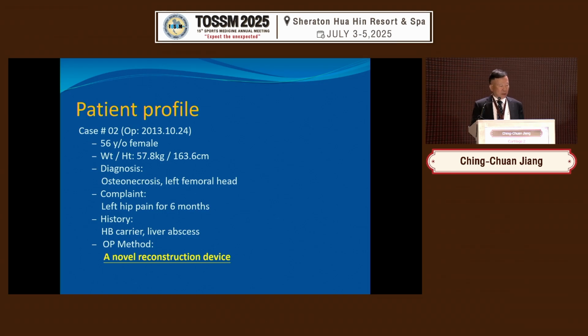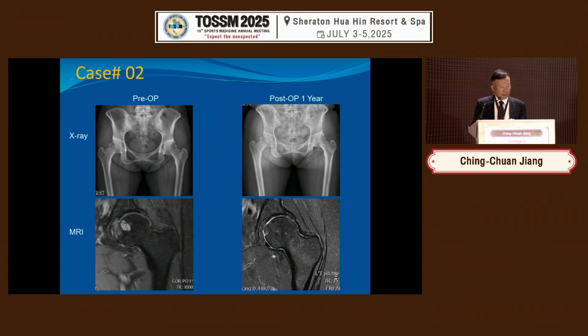She is a 56-year-old woman with a diagnosis of osteonecrosis of the left femoral head. The chief complaint is hip pain for 6 months, and she has no other diseases.